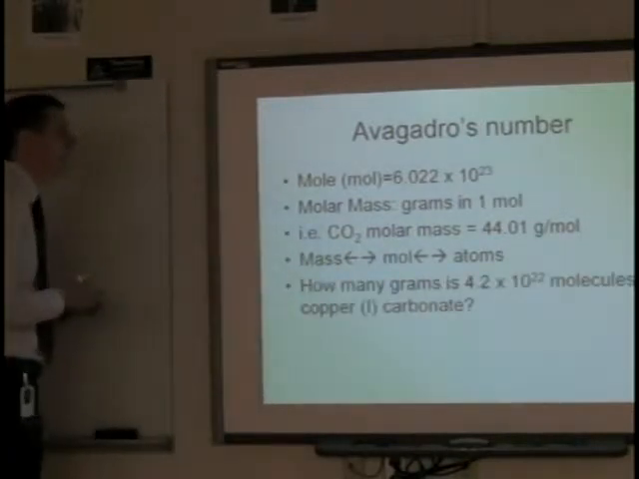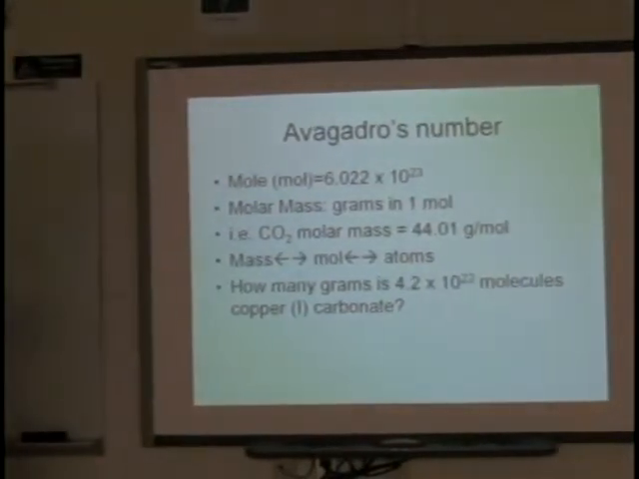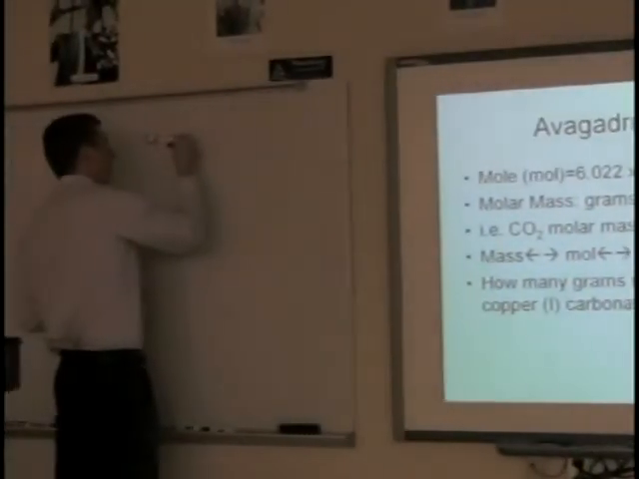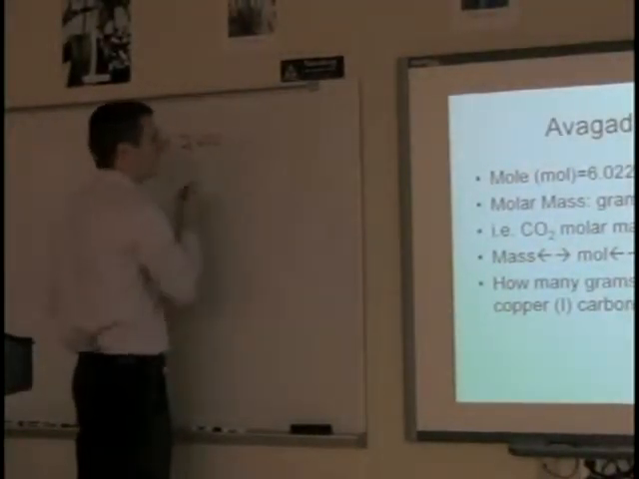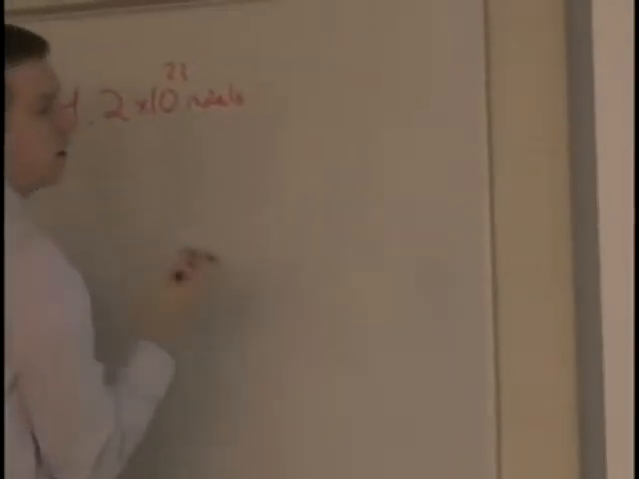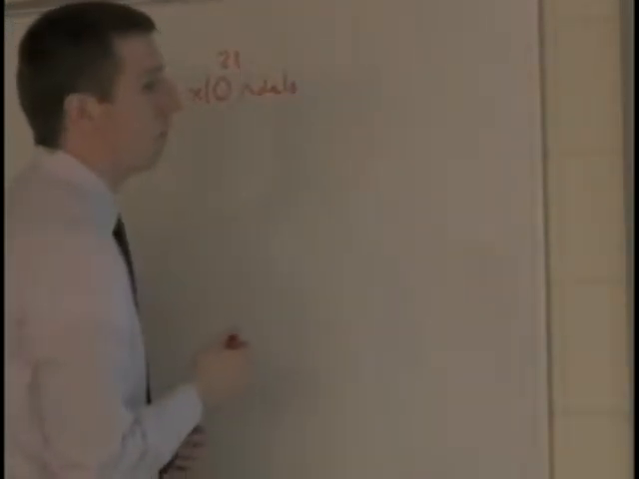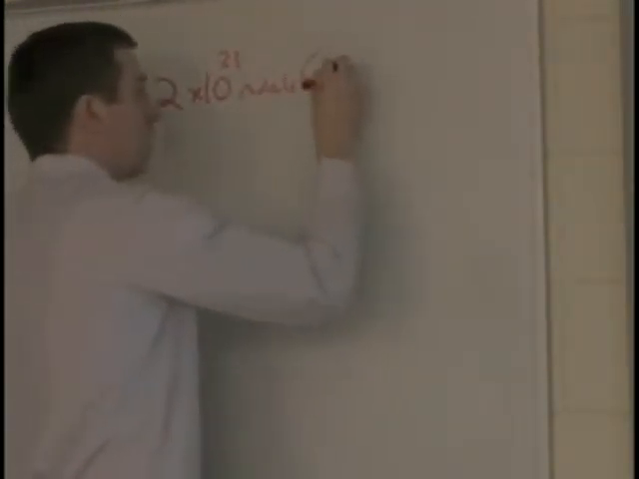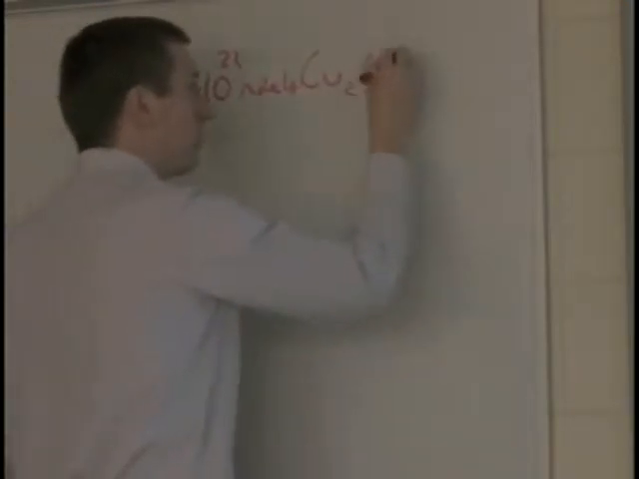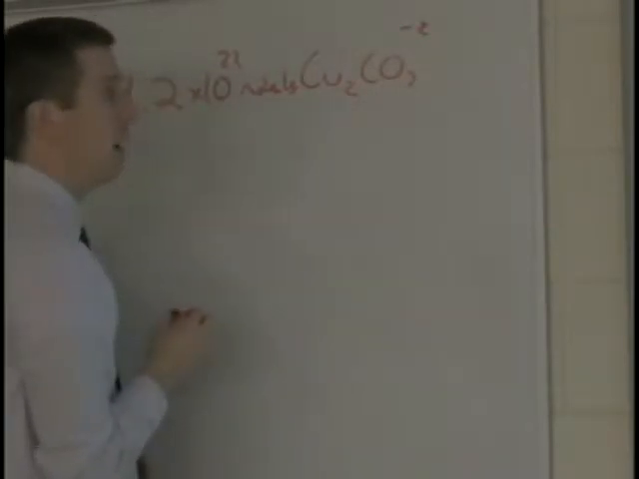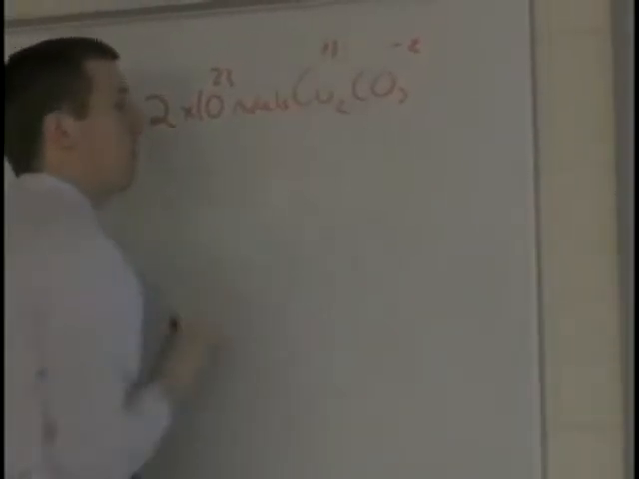Sample problem could be how many grams is 4.2 times 10 to the 22nd molecules of copper 1 carbonate. So what I'd first do is write down what I am given. 4.2 times 10 to the 22nd, this is molecules, copper 1 carbonate. I'd have to figure out the formula for that. So to start off with, the formula would be Cu2CO3.